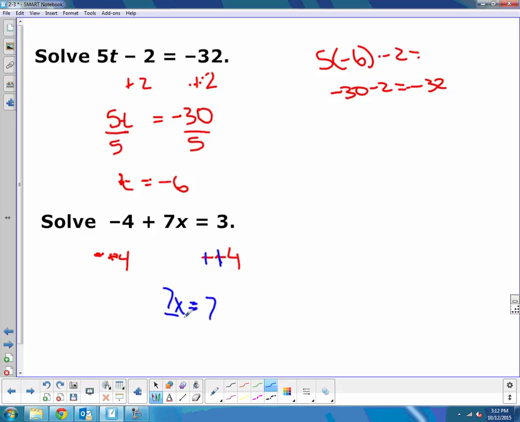And if I divide both sides by 7 to get x all by itself, to isolate the variable, I end up with x equaling 1. And again, you can check that answer. You can plug 1 back into the problem.